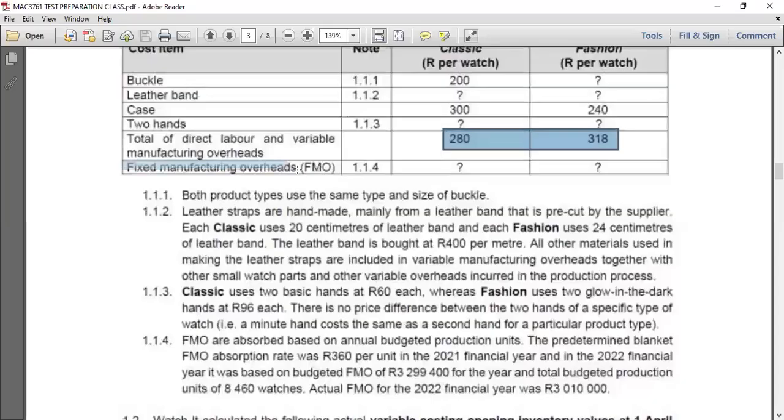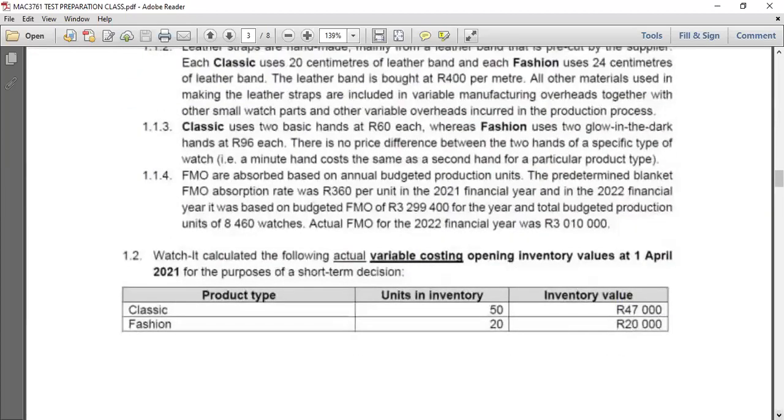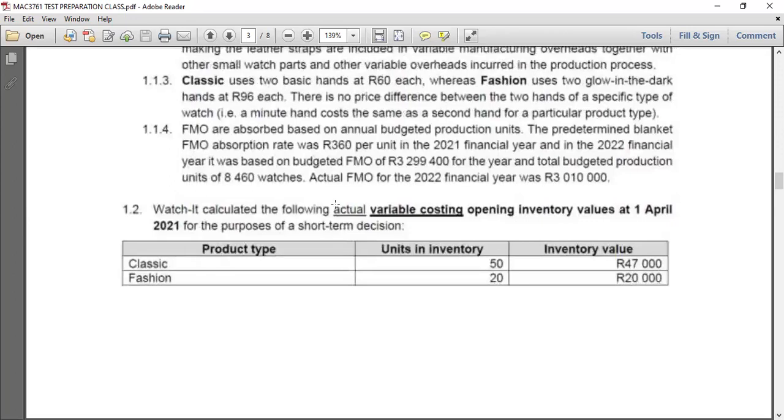Then we include our fixed manufacturing overheads. Now for our fixed manufacturing overheads, we have to calculate the overhead absorption rate for 2022. Remember the 360 was for 2021. So for 2022, we use the budgeted data, not the actual, that is the 3299400. Because the actual, we might know the amount, but we might not know the number of watches that will actually be produced. Production we can plan, so we know the budgeted production, but not the actual production.